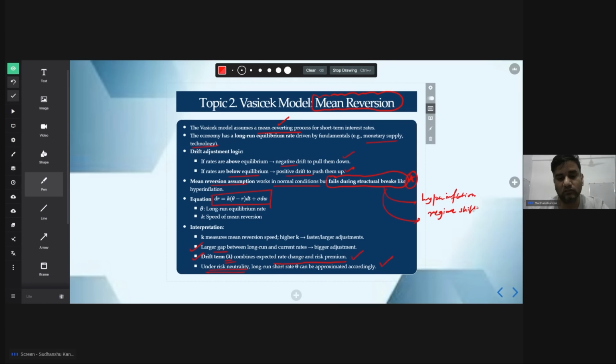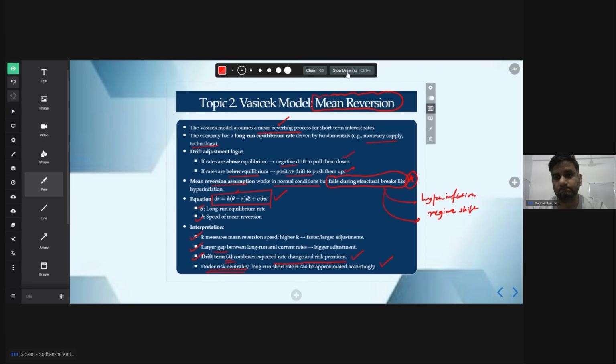The model fails. So be able to write the equation for the exam, understand what k stands for, what theta stands for, what exactly r stands for. Be clear about that idea: k(theta minus r)dt plus sigma dW. So you have a clear idea about each term. Theta is the long run equilibrium, k is your speed of change, r is your rate, obviously. Sigma dW was the previous term which you have seen.